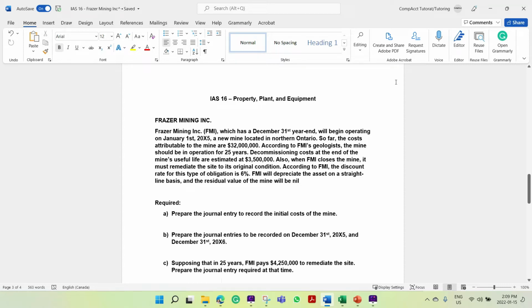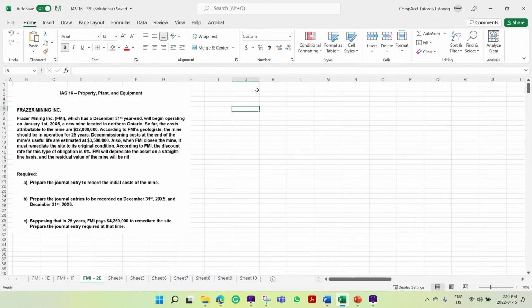So we're asking three things there. Number one, prepare the journal entry for the initial cost of the mine. Prepare the journal entries to be recorded subsequently, so at December 31st, X5 and X6. And then last there, it says, supposing that in 25 years, FMI pays $4.25 million, not $3.5 million, to remediate the site. Prepare the journal entry required at this time. Okay, so let's jump into Excel and let's try to make sense of this problem here.